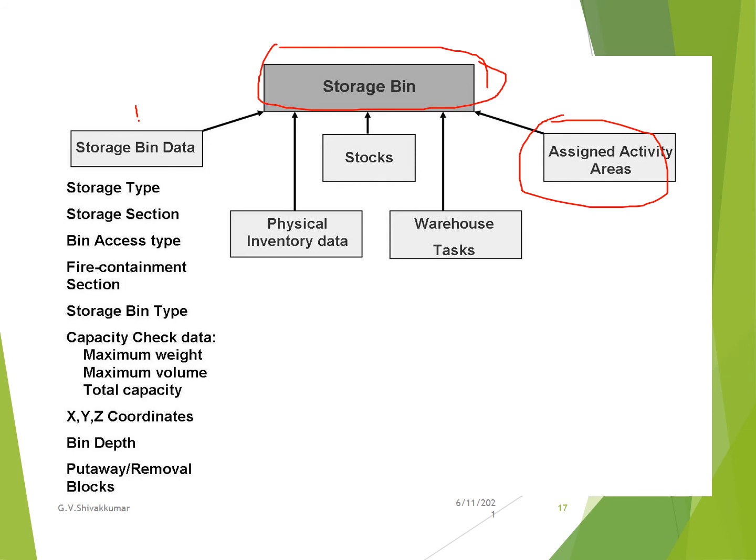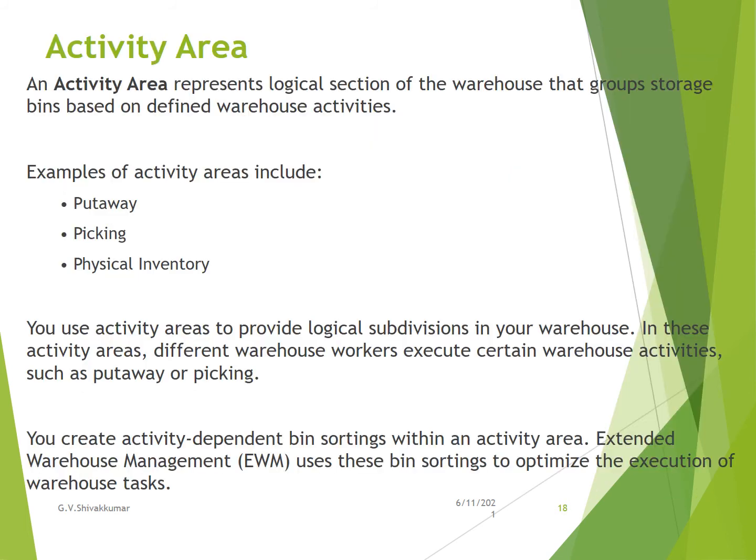Fire contamination section, storage bin type, capacity check data, that is maximum weight, maximum value, and total capacity, how much is deeper. So all these things will come. And XYZ coordinates, bin depth I told, right? That the depth and the put away or removal indicators, blocks. So everything can be defined in storage bin data page or view.